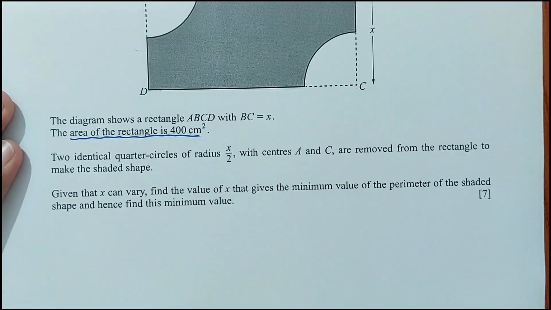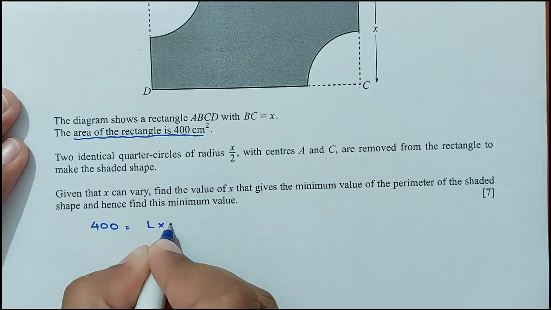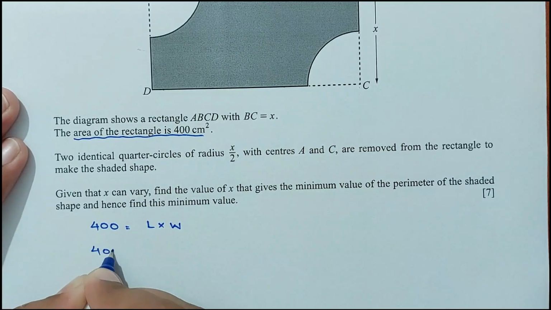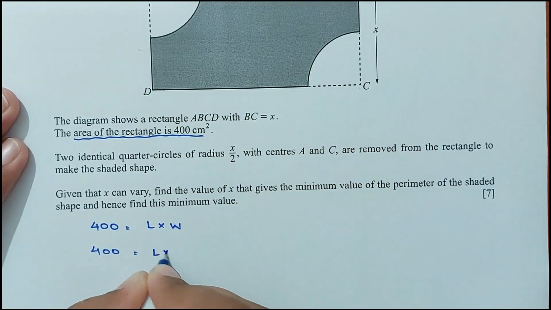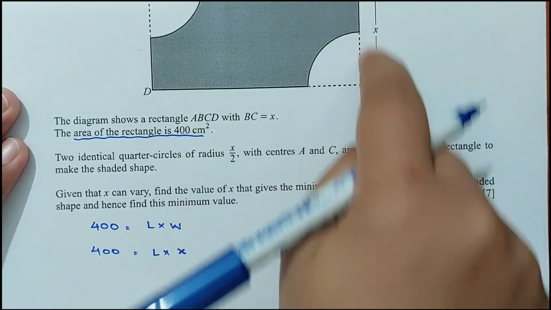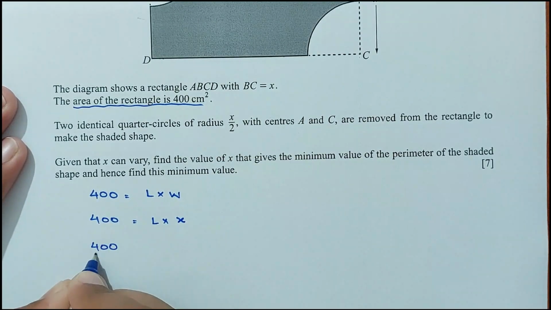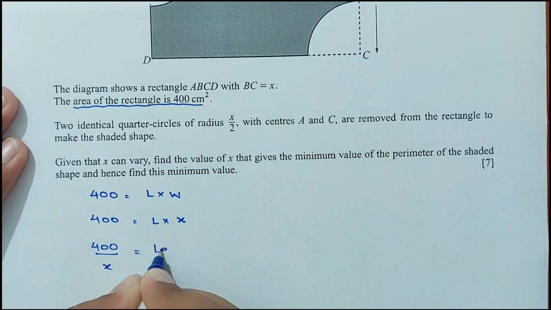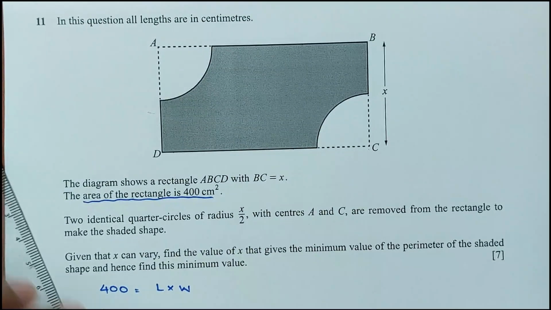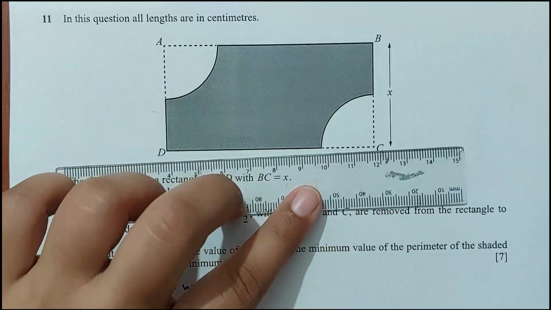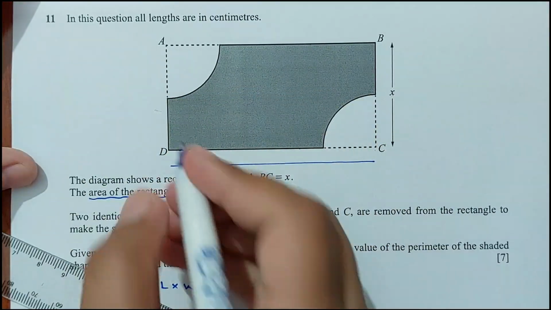What is the formula for the area of a rectangle? 400 is the area, which is length times width. We don't know the length of ABCD, but the width we know is x. So what is the length? That is 400 over x. This whole length is equal to 400 over x.